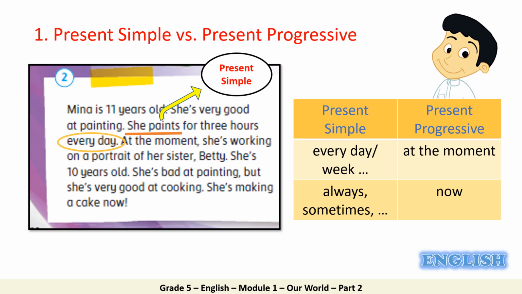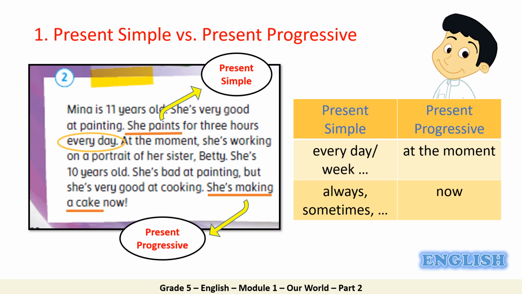Okay, what about this verb? She is making a cake. What do you see? Is it the same like the verb before? No, it's not. It has an ing at the end, which means that this verb isn't present simple. It is present progressive. There is also the keyword now. Present progressive is used for actions that are taking place at the moment. So, when using the present simple, you will see words like every day, every week, always, sometimes. But for the present progressive, you will only see one of two words, at the moment or now.